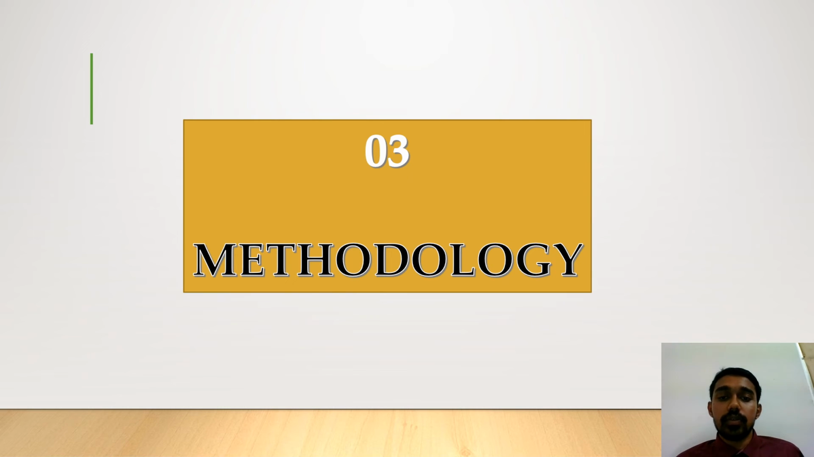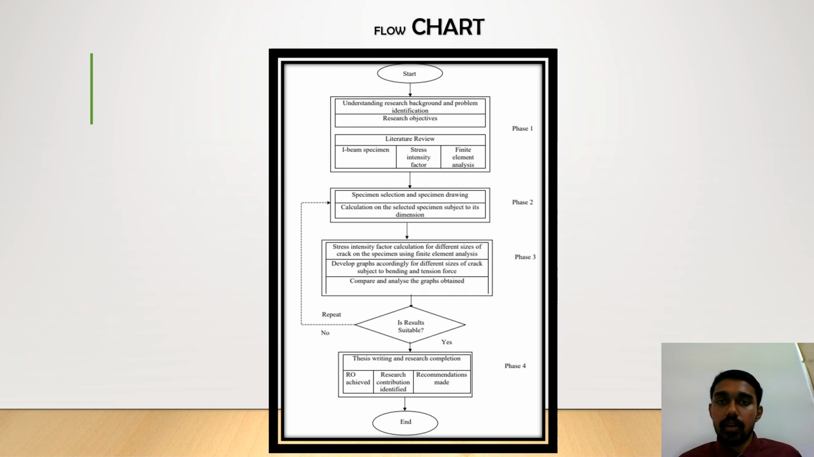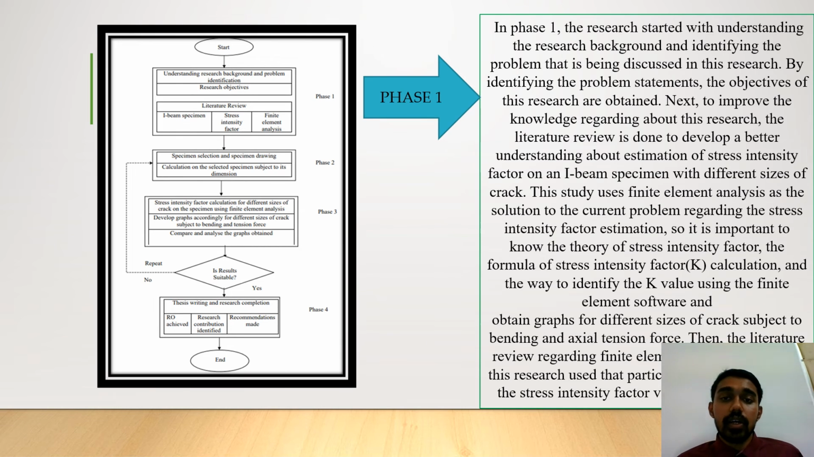Let's go to the methodology. This is the flowchart of my project. Let's see phase 1. In phase 1, the research started with understanding the research background and identifying the problem being discussed in this research. By identifying the problem statements, the objectives of this research are obtained.